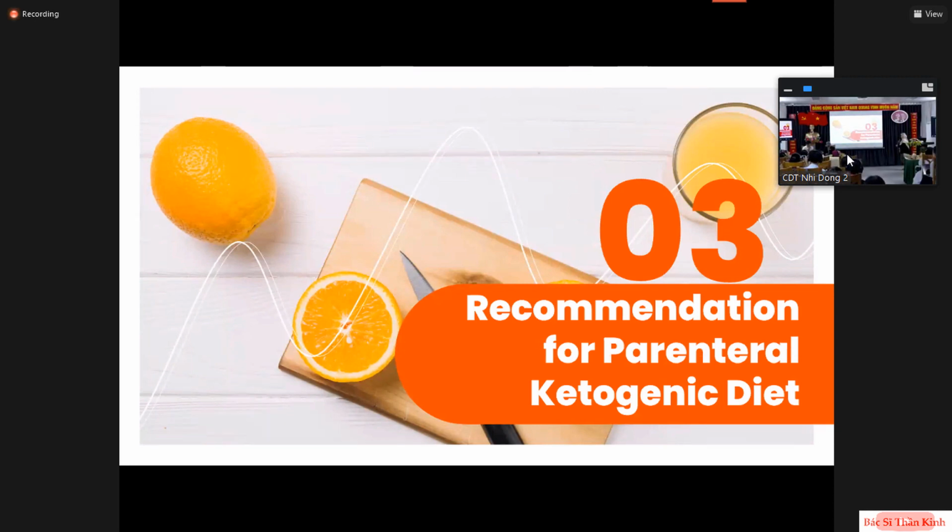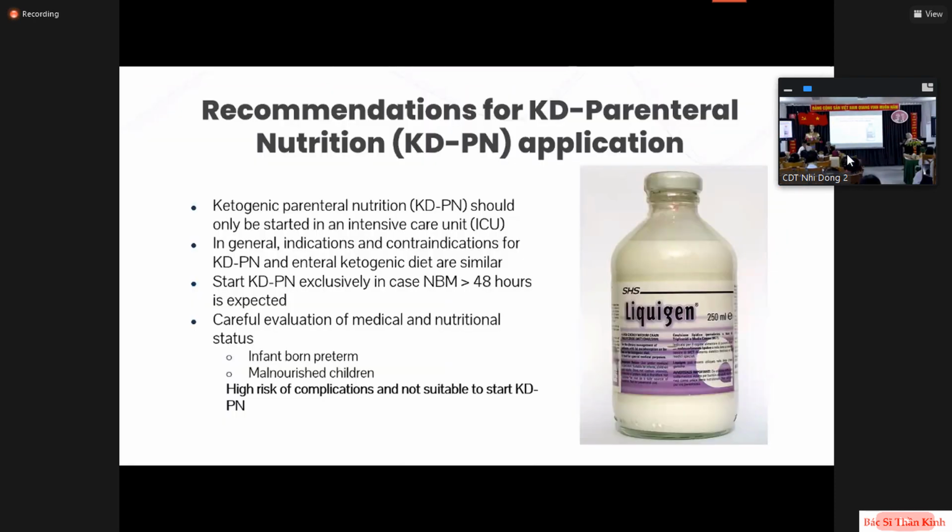So, recommendation for parenteral ketogenic diet. This one, parenteral ketogenic diet, is actually reserved for those who are unable to tolerate enteral nutrition, and also those who are having GI problems. Okay, this recommendation is from a review group in 2019. You can get the paper, I will give the reference later. So the first one, ketogenic parenteral nutrition should be started in the intensive care unit or for emergency situation only.